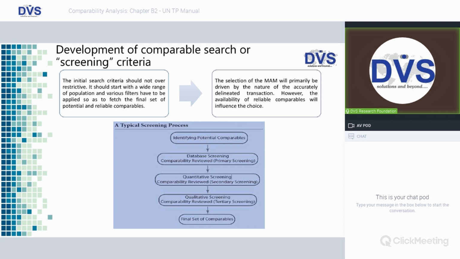Development of comparable search or screening criteria. The initial search should not be over restrictive. We should start with a wide range. So as I said, friends, say for example, you have a transaction of purchase of spare parts from your associated enterprise.